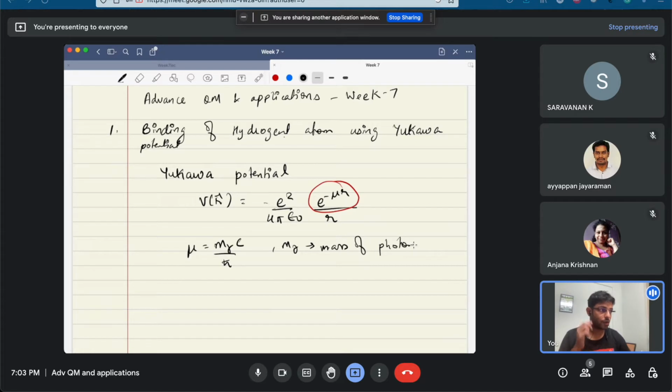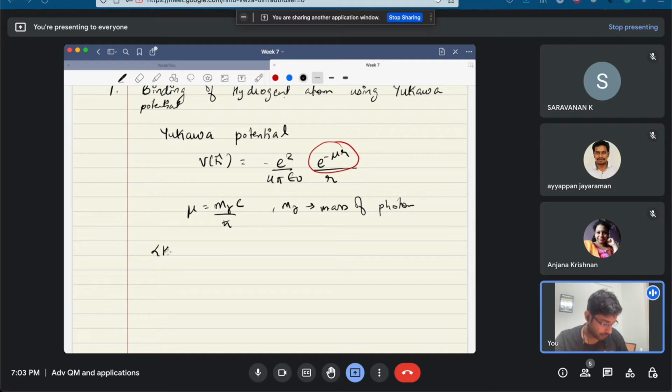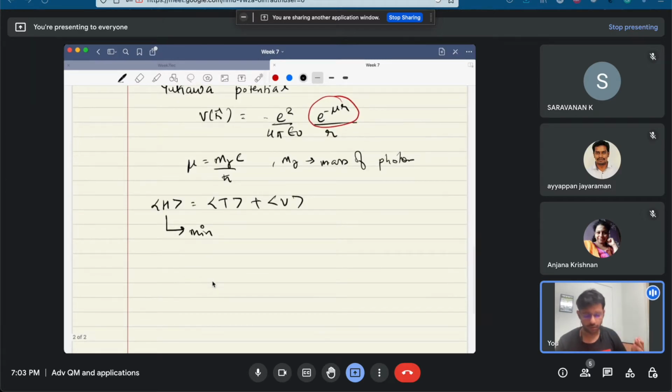Okay, so what we know from the variational principle is that we have the expectation value of the Hamiltonian given as T plus V. T is the kinetic term and V is the potential term, and what we have to do is minimize this term to find the ground state energy that we get for any wave function that you choose. So since the potential here is new, what we are going to essentially do is choose a wave function that we already are aware of, the wave function for the ground state of the hydrogen atom.